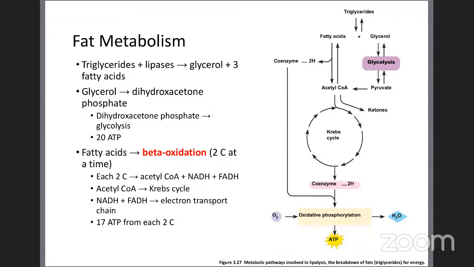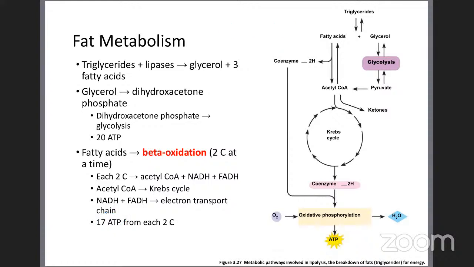But the reason we say that fats have much more ability to store energy, despite the fact that we're only getting 17 for each 2 carbons, is that those fatty acid chains are definitely not just 2 carbons long. So it's 17 plus 17 plus 17 plus 17 for every set of 2. So that's what's going on with those fatty acids.